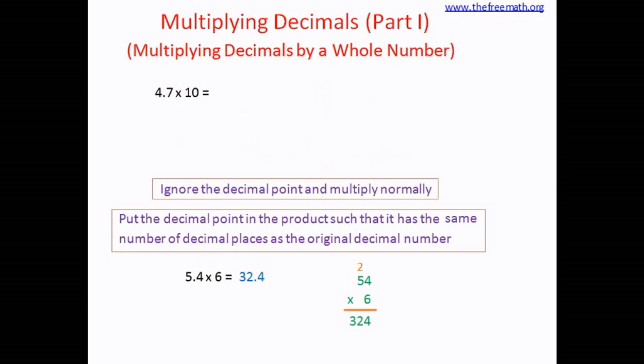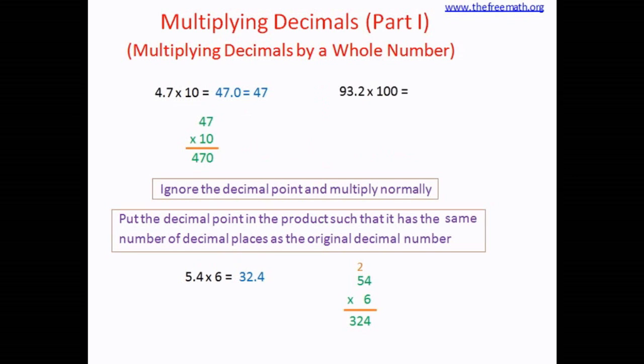Again, ignore the decimal point. So we multiply 47 and 10. 47 tens are 470. Now look at 4.7. There is only one decimal place. So in the product we do the same thing. The answer is 47.0, which is equal to 47.